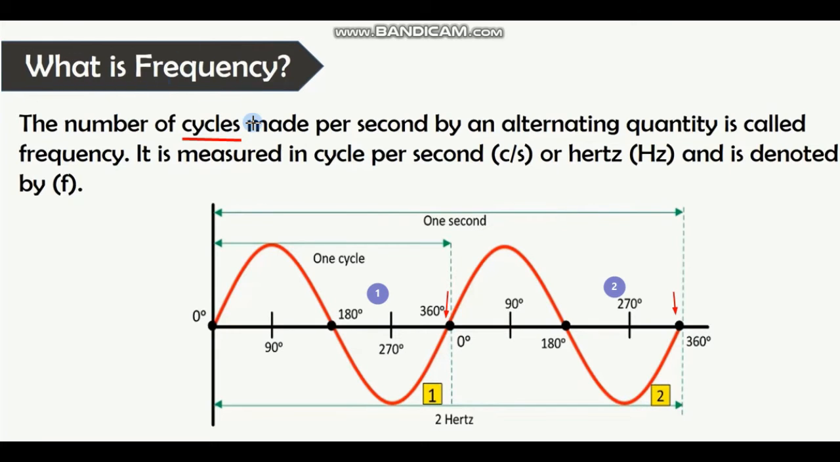What is the unit of frequency? It is measured in cycles per second, or hertz, and is denoted by f. So when we see here, we find that the frequency equals 2 hertz.